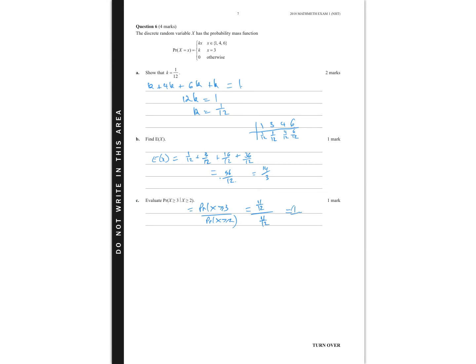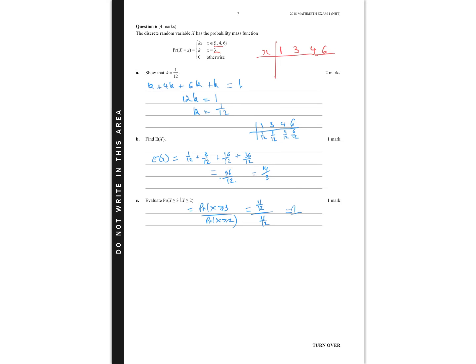A discrete random variable has probability mass function. Show that k is equal to 12. So this one's a little bit different, isn't it? Because it's almost written like a continuous distribution, but it's only got specific values for x that are viable. So really what we're saying is, x can be 1, 3, 4, or 6.